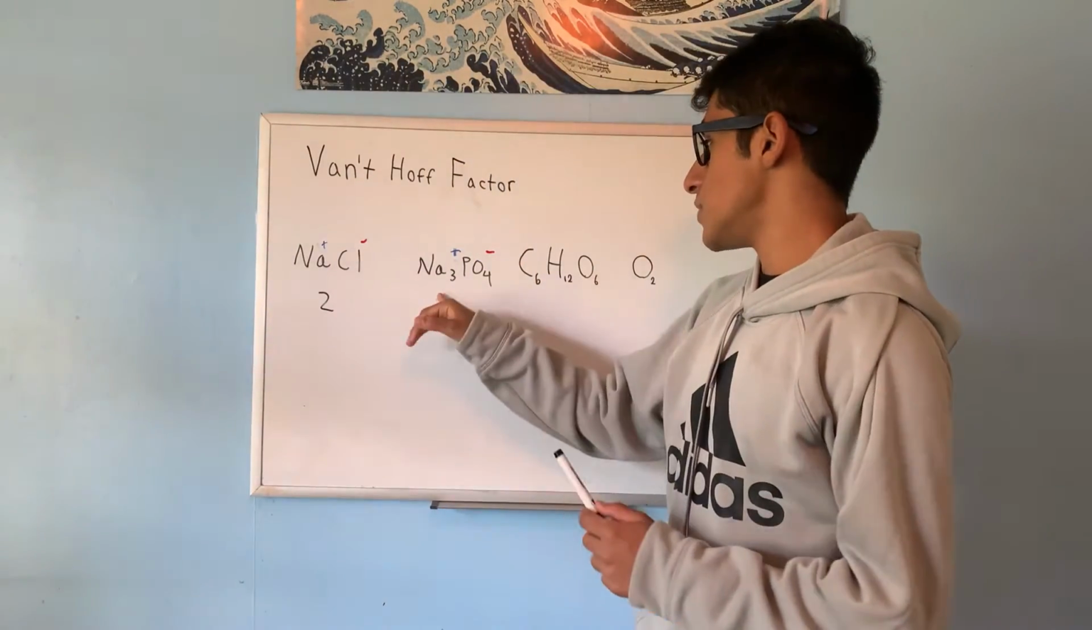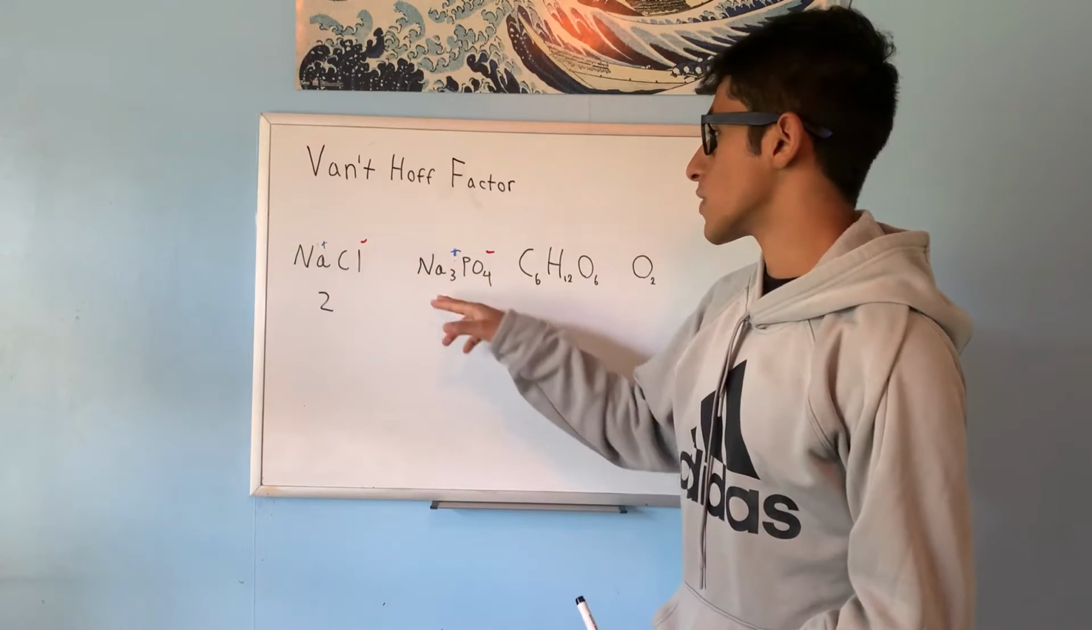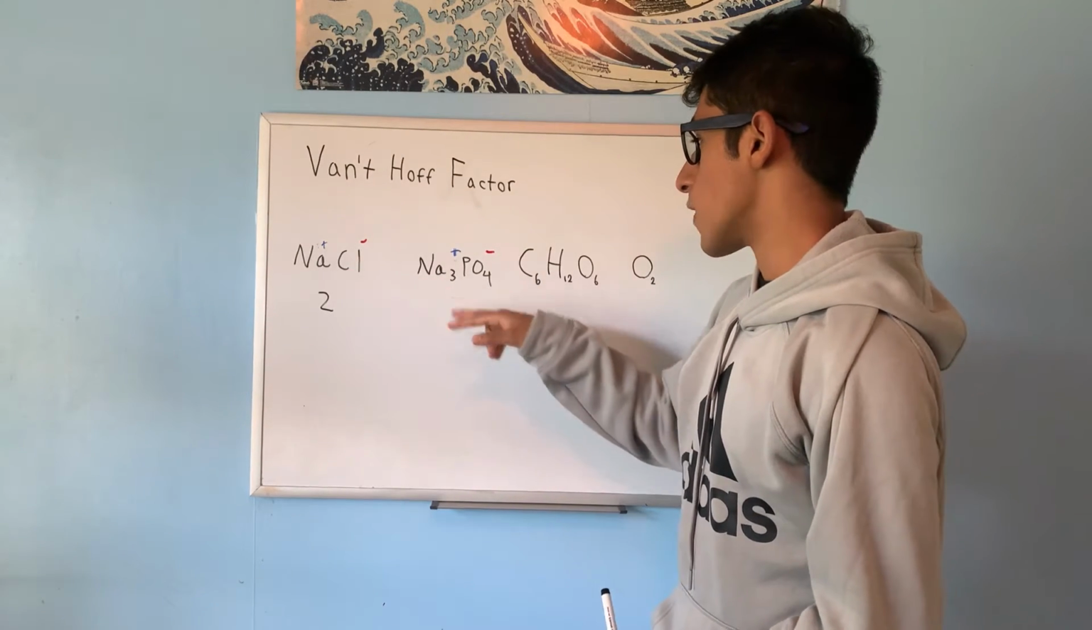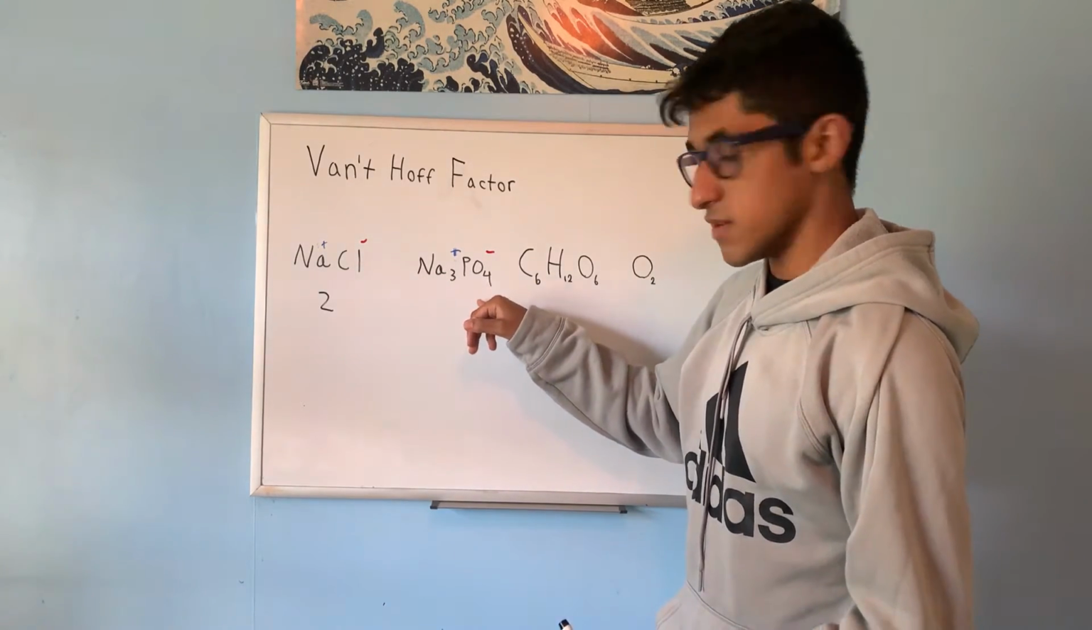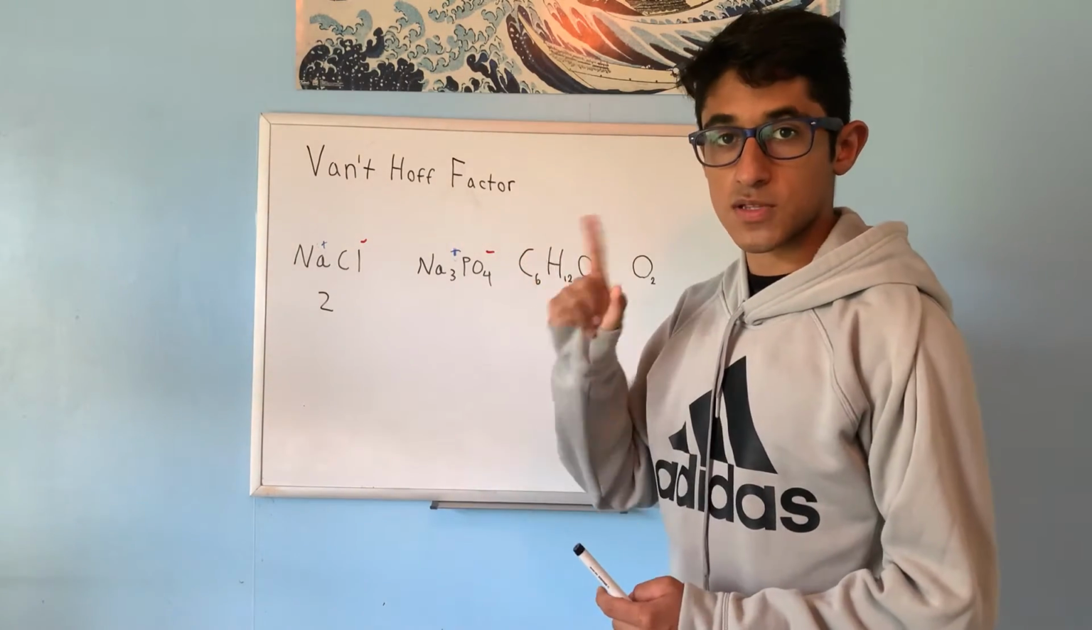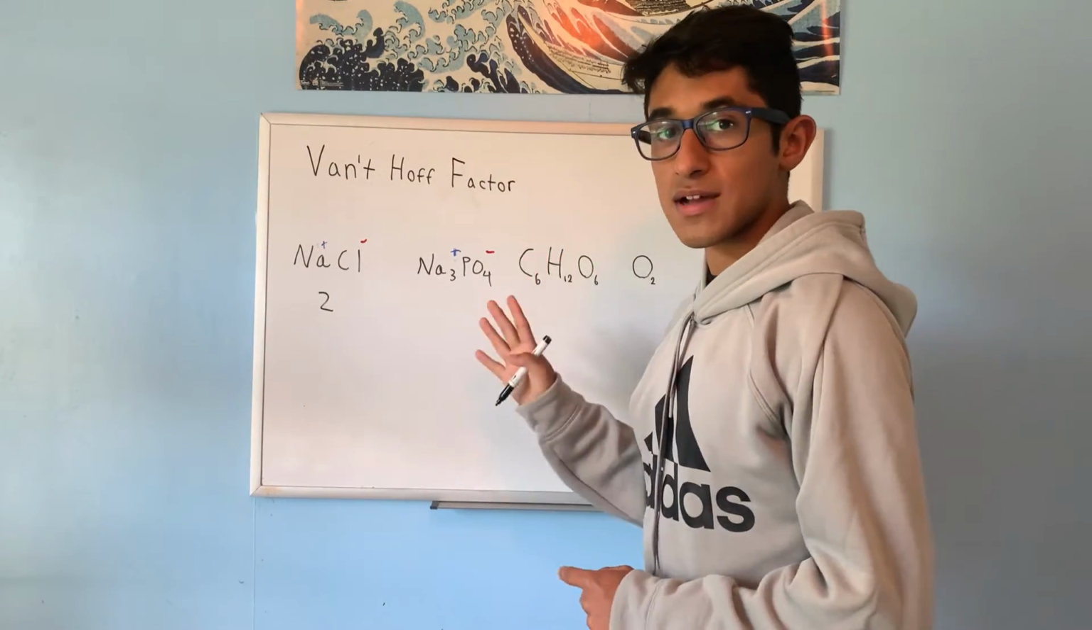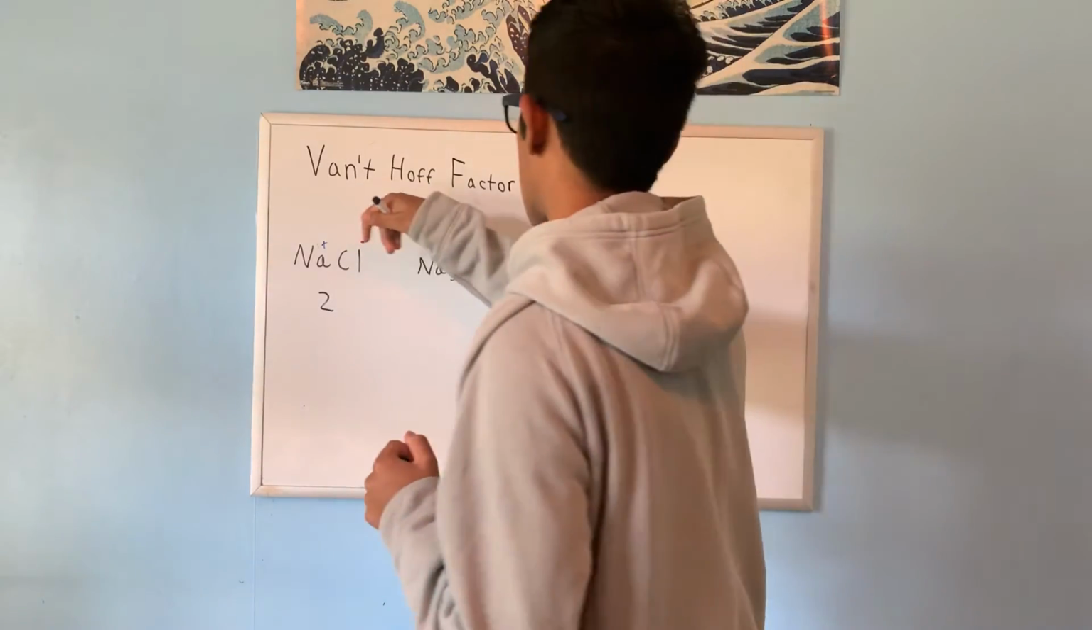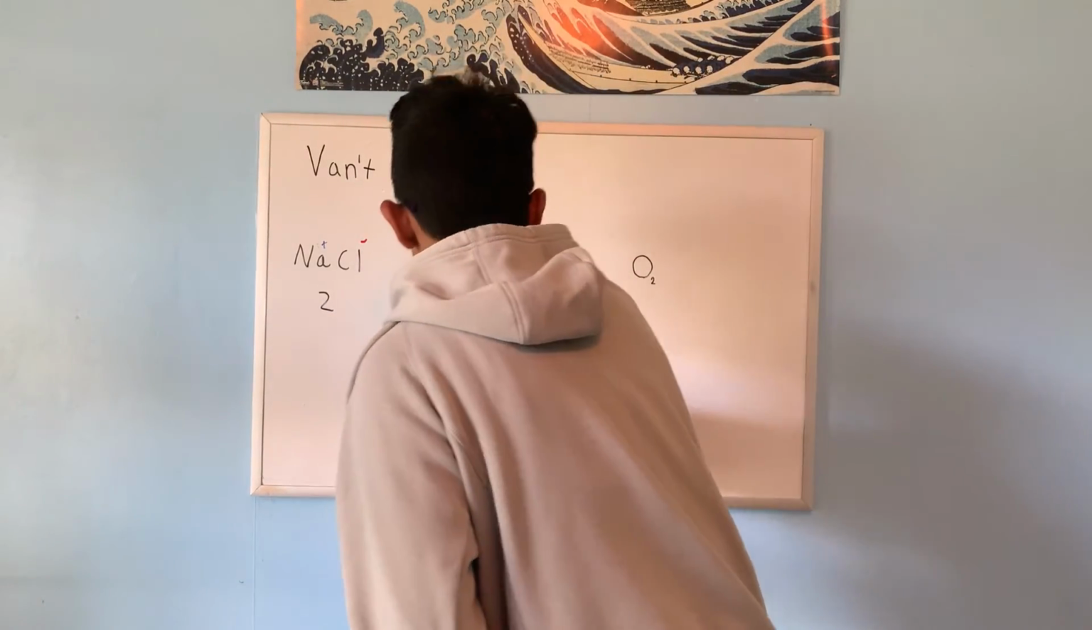Next, we have Na3PO4. Well, we know that sodium is positive, and there's 3 of them, and we also know that phosphate is negative, and there's 1 of them. So 3 plus 1 is 4 different ions this will separate into. So its Van't Hoff factor is 4.